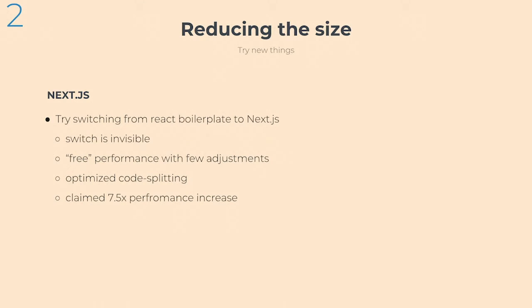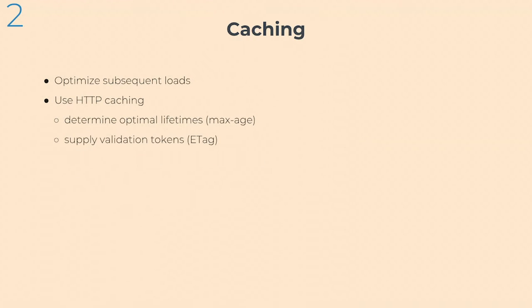All right, let's take a look at caching. Caching is used to optimize the subsequent loads of our website, and we suggest that we use the most recent tools like HTTP caching to ensure browsers cache responses effectively. In this case, we need to determine optimal lifetimes for our scripts. So we define a max age for how long the script will live on our user's website. And we need to supply validation tokens, the so-called ETags, to avoid transferring unchanged bytes.